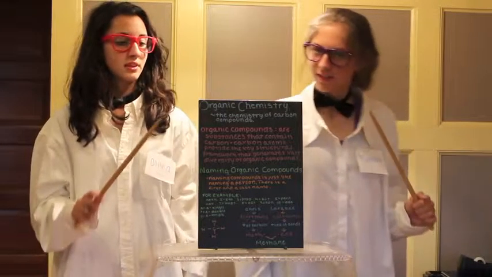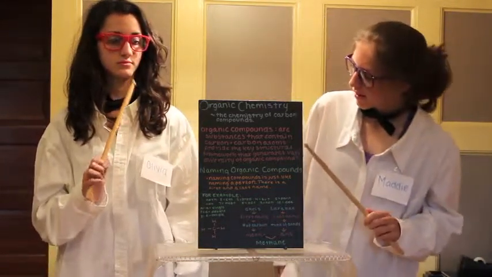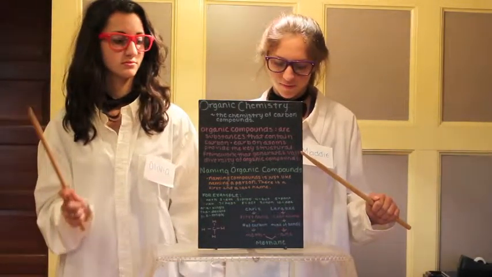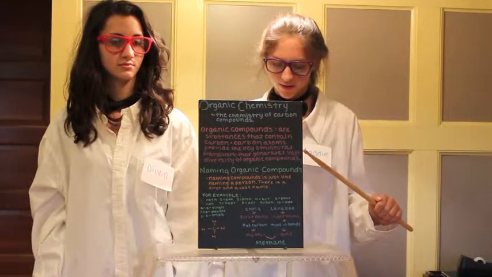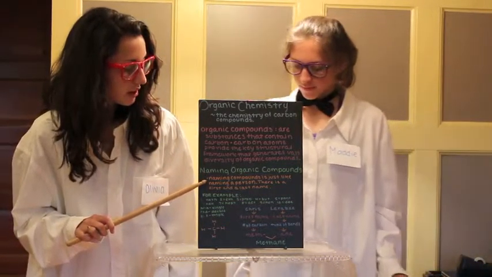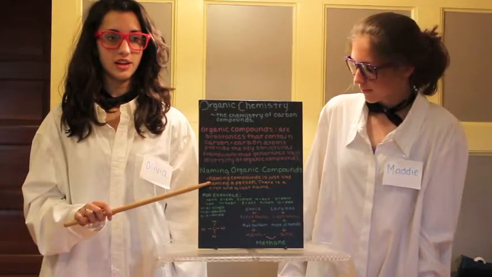Written on the board: organic chemistry is the chemistry of carbon compounds. Organic compounds are substances that contain carbon, and the carbon atoms provide the key structural framework that generates the vast diversity of organic compounds. Naming organic compounds is just like naming a person. They have a first and last name.